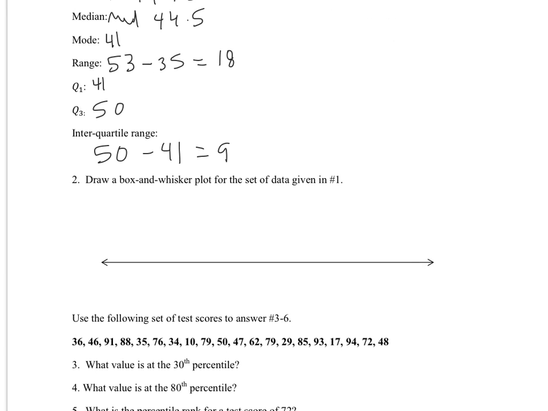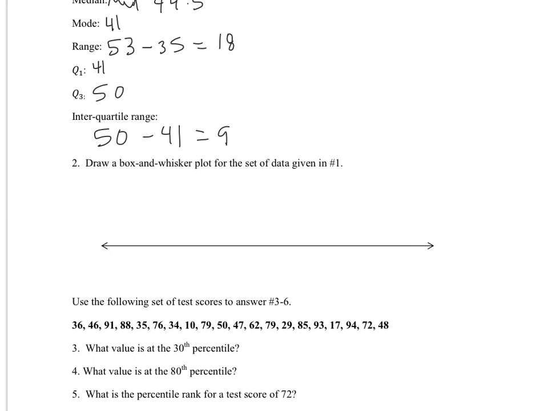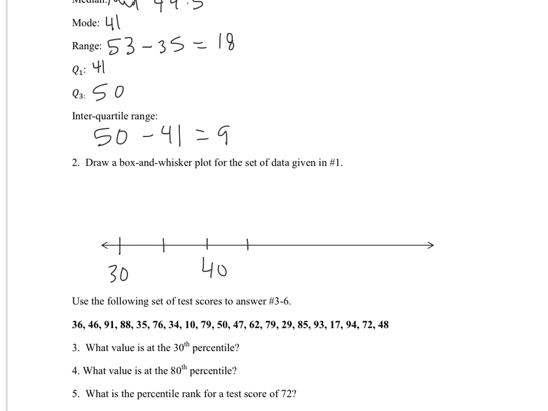Now I'm going to draw a box and whisker. Now my minimum was 35. My maximum was 53. I'm going to probably start my tick mark at, I'm going to just do 30, and I'm going to count up by 5. So 30, 35, 40, 45, 50, 55, 60.